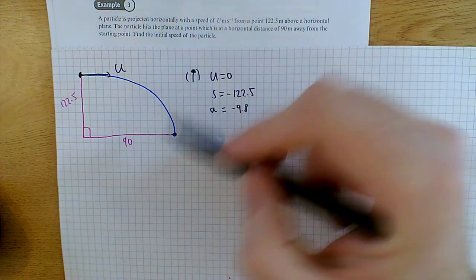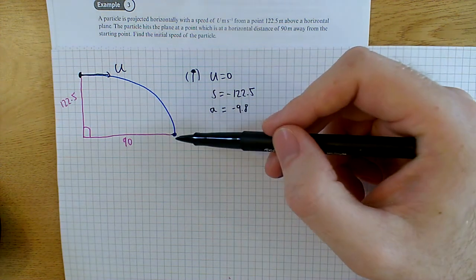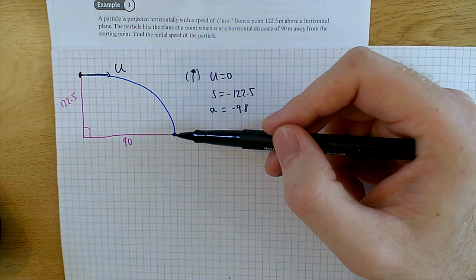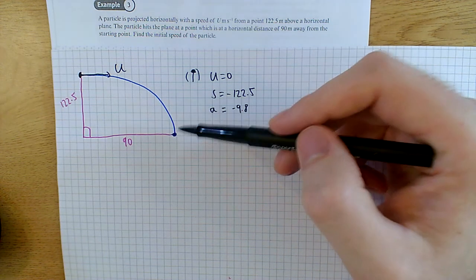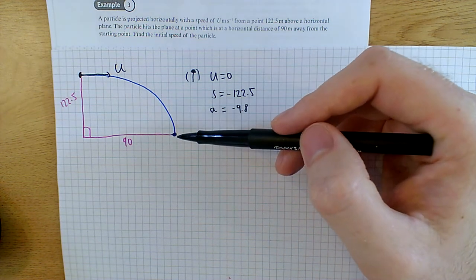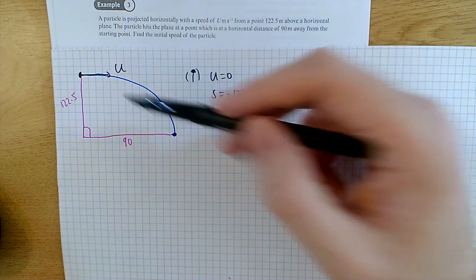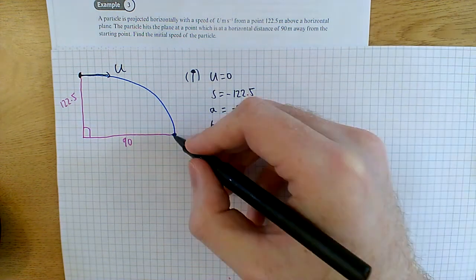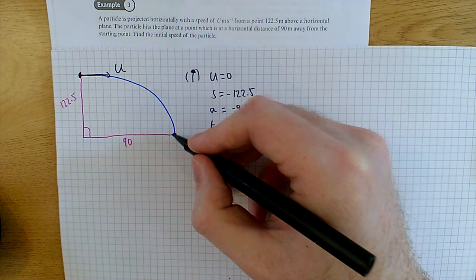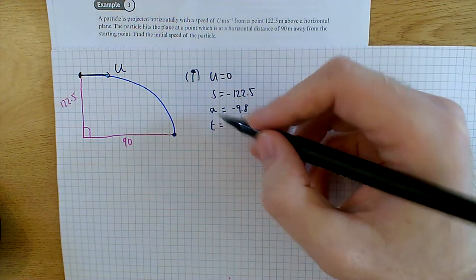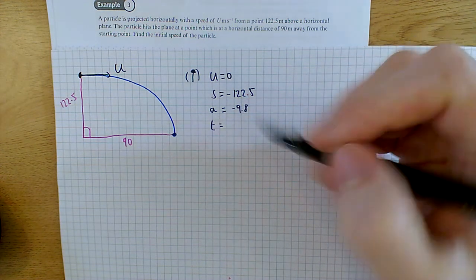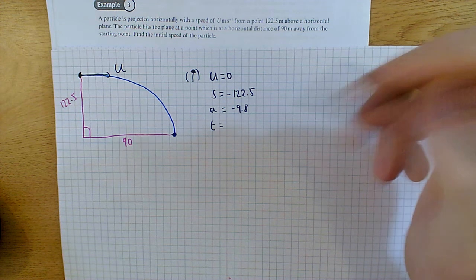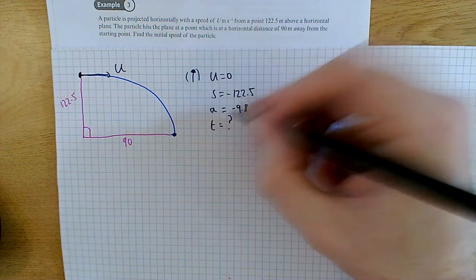And when you're looking at this diagram, you're thinking, well, if I knew the time with which we were 122.5 below, then I would know that that time was the same time that we were 90 along. So if I find the time in this bit for when we're at this point here where it hits the ground, then I'll be able to use the time in the other part, right? And hopefully that can help me get to a solution. So let's have a look at that to find the time.